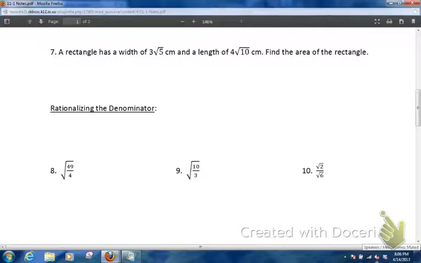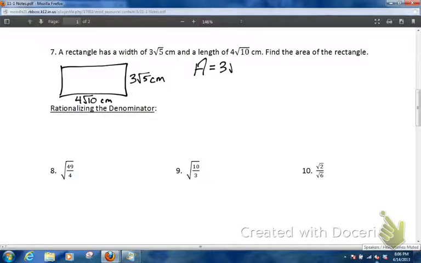Alright, so story problem here. A rectangle has a width of, alright, so here's my rectangle, has a width of 3 root 5 and a length of 4 root 10 centimeters. I think it says, yep, centimeters. And it says find the area of the rectangle. Well, that's just going to be a simple multiplication problem, right? We have area equals 3 root 5 times 4 root 10.